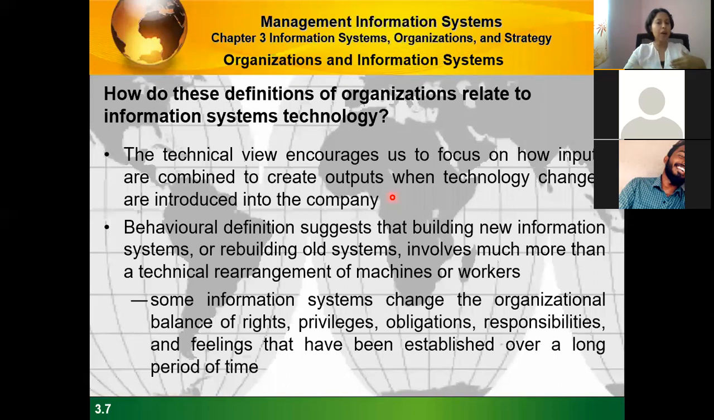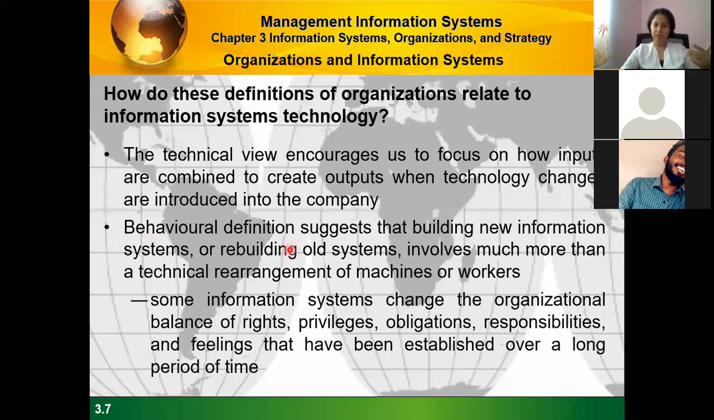And also the nature of outputs may change, maybe in terms of the quality of our products and services, because it may sometimes enable new innovations, new creations, digital products, digital goods, digital services. So likewise, the nature of these inputs and outputs may change when technology changes happen.